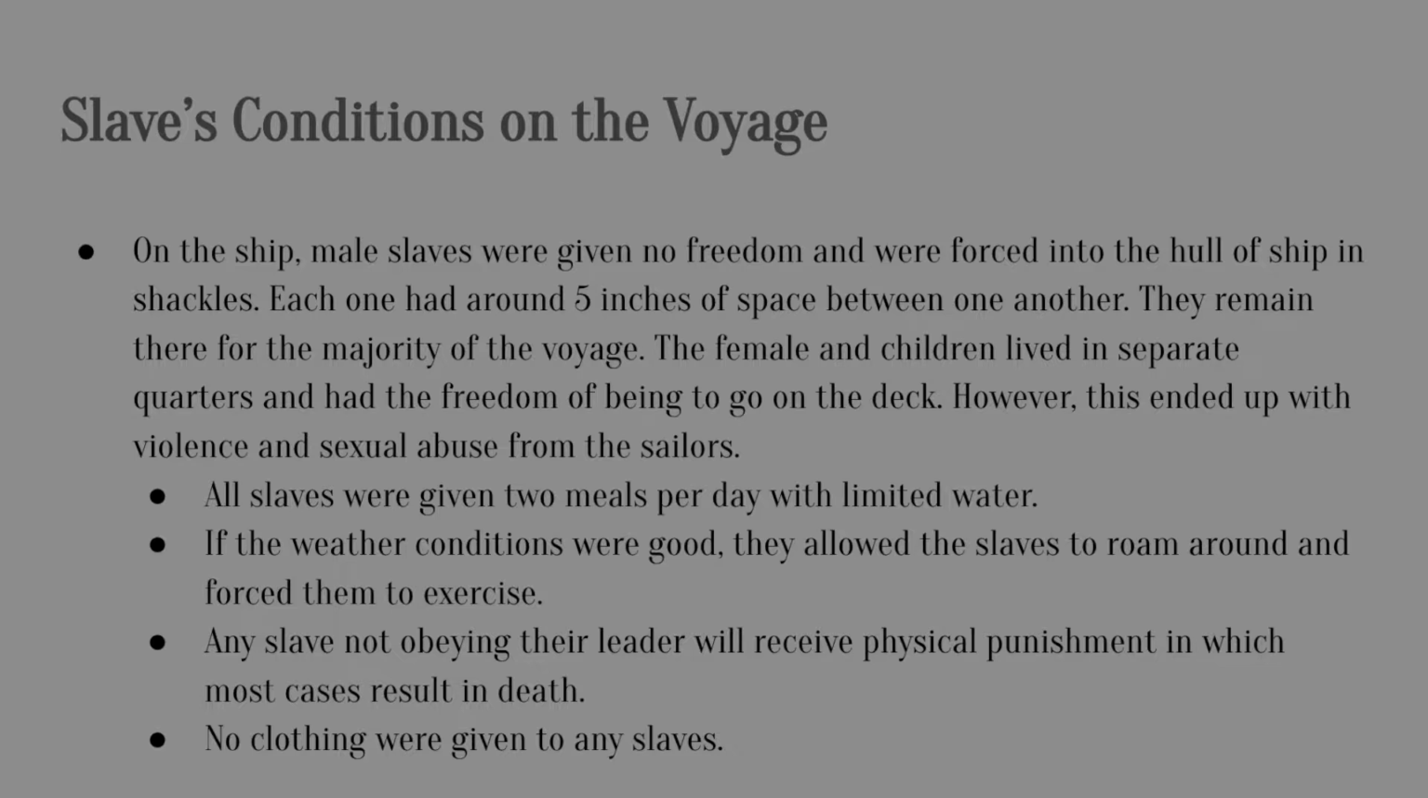All slaves were given 2 meals per day with limited water. Most food on this voyage were either infected or given to animals. If the weather conditions were good, they allowed slaves to roam around on the deck. However, they were either to work or forced them to exercise. Any slave not obeying their leader will receive physical punishment, in which most cases result in death. No clothing were given to any slaves during the voyage.